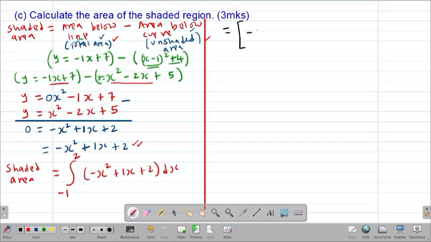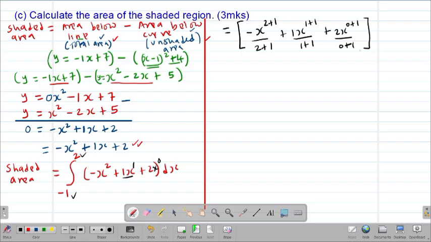So this will be negative x. When you integrate, you add 1 to the power, then divide by the new power, plus 2 plus 1. Then of course plus, we integrate the second term. This will be 1x to the power of, it means this was power 1. So we add 1 to the power, divide by the new power. Then plus, this one means it was x power 0, so this will be 2x to the power of 0. We add 1 to the power, then divide by the new power. Then of course the limits was from negative 1 up to positive 2.